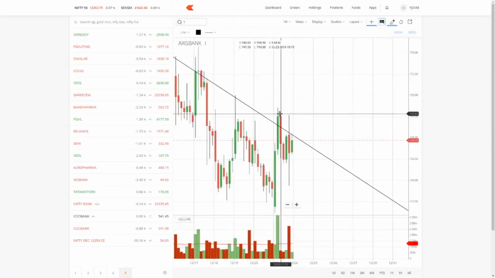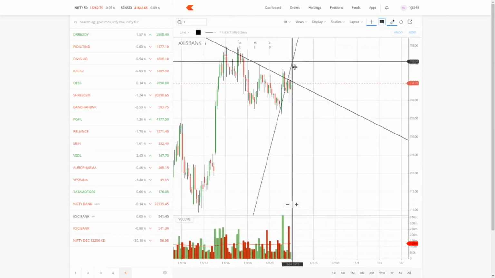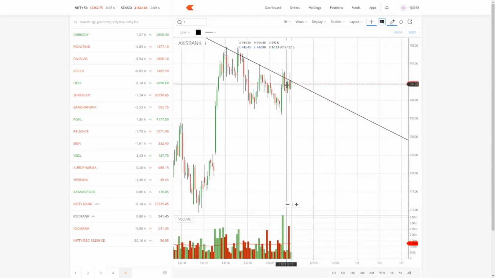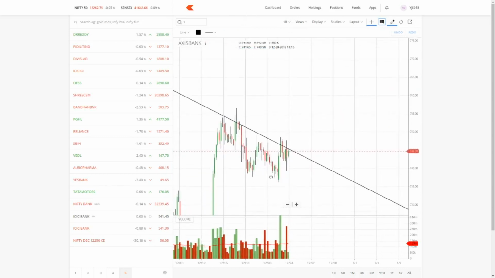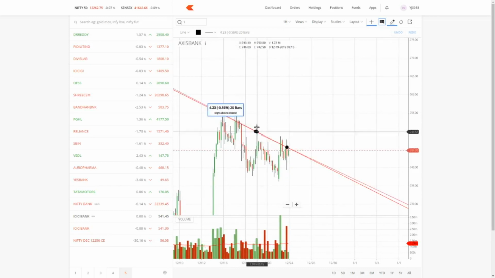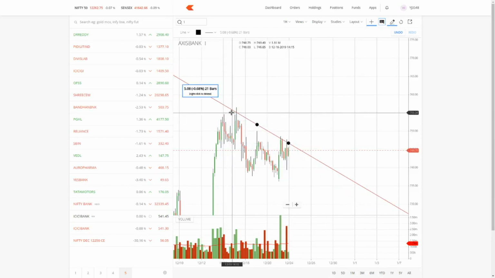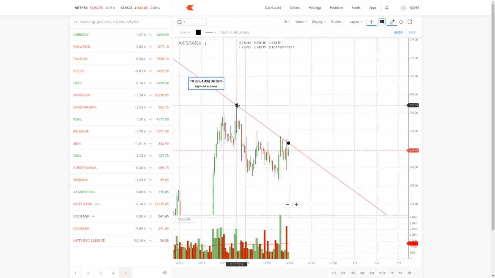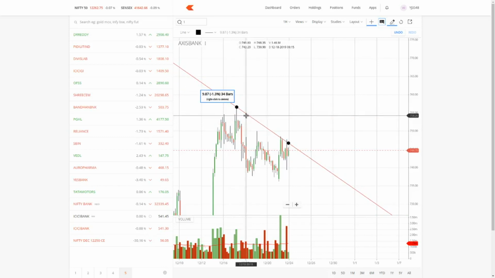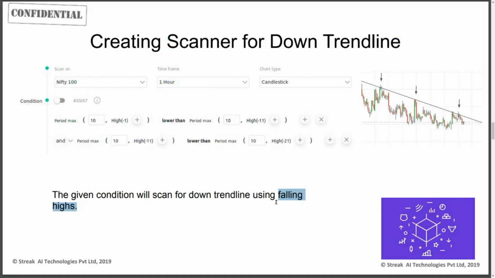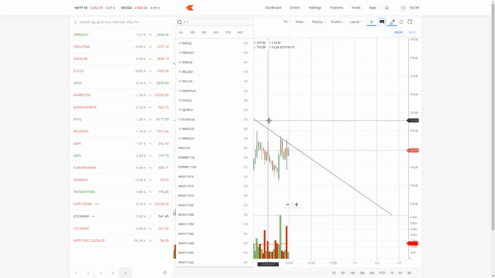We see that Axis Bank has been identified as a downtrend. I just changed to the 1 hour candle and let me pull it down. So we see that Axis Bank is indicated to be in a downtrend. Sorry, double lines came there. You can see that in the last 31 candles the highs are falling and lower than before, which indicates a downtrend being formed.